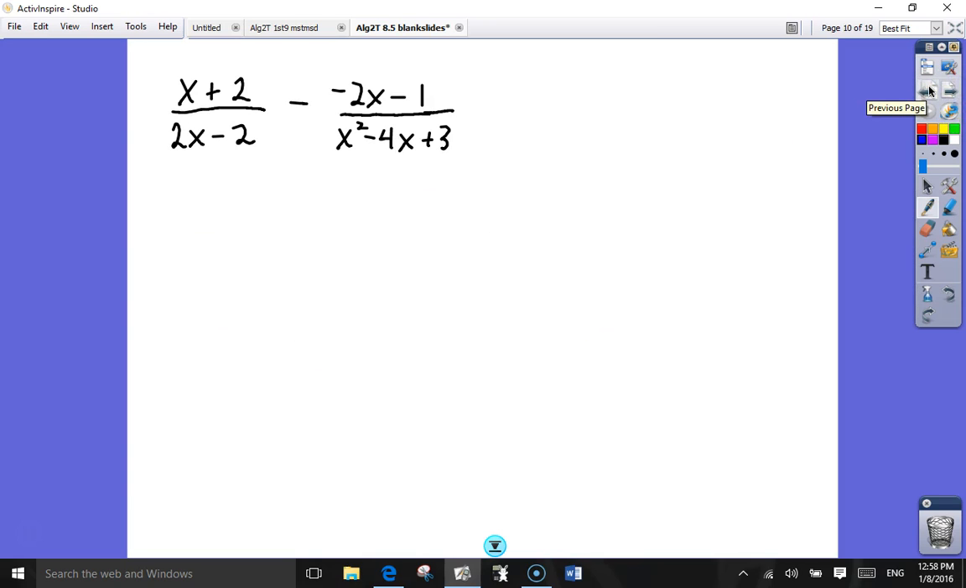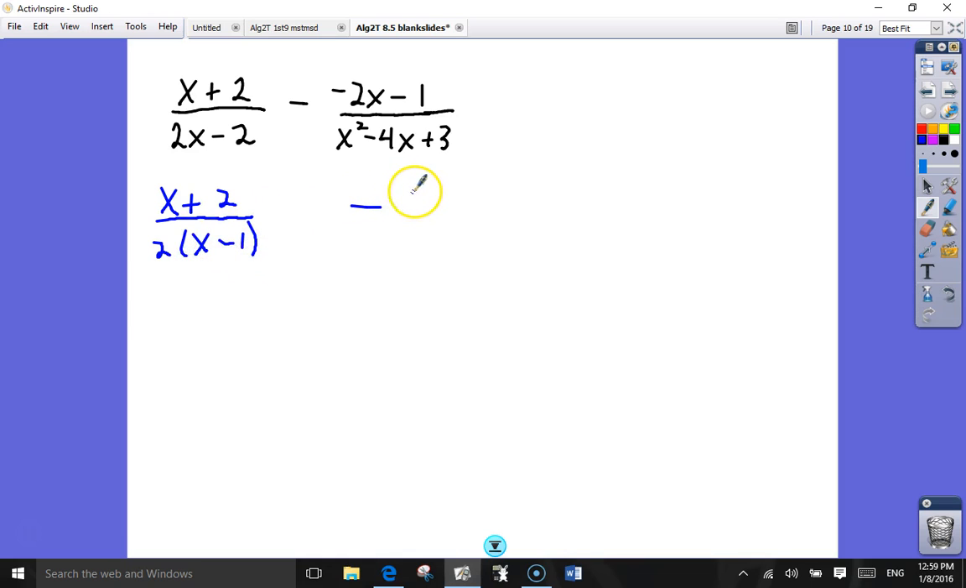Okay, first step. No. Go back. What does it say? What was the first step? Factor the denominators, right? So this one is x plus 2 divided by 2 times x minus 1.